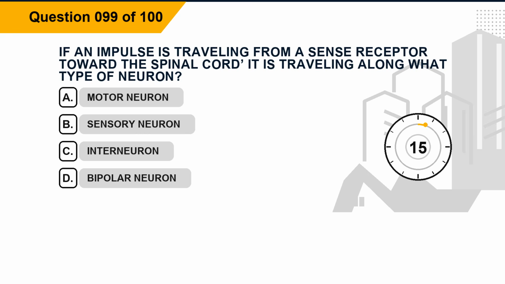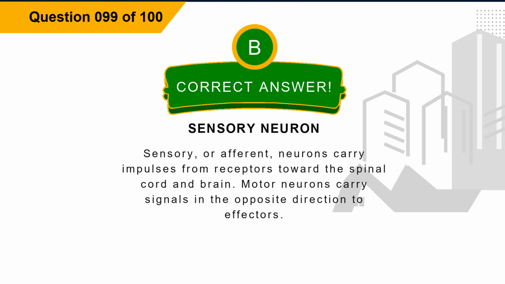Question 99. If an impulse is traveling from a sense receptor toward the spinal cord, it is traveling along what type of neuron? Option A, motor neuron. Option B, sensory neuron. Option C, interneuron. Option D, bipolar neuron. The correct answer is option B, sensory neuron. Explanation. Sensory, or afferent, neurons carry impulses from receptors toward the spinal cord and brain. Motor neurons carry signals in the opposite direction to effectors.